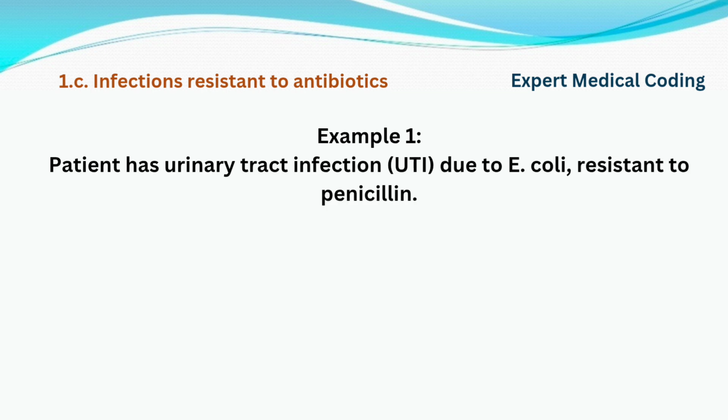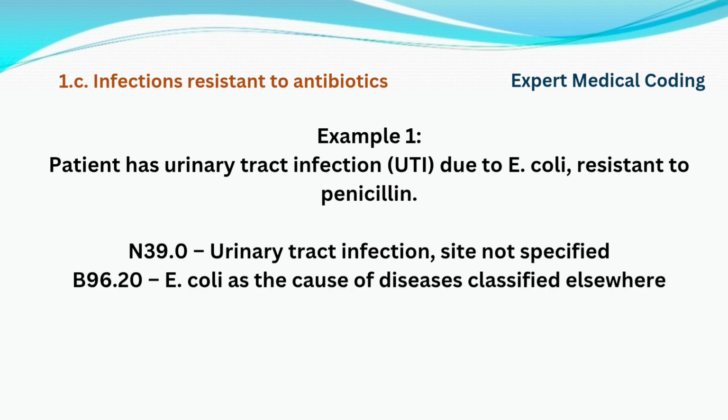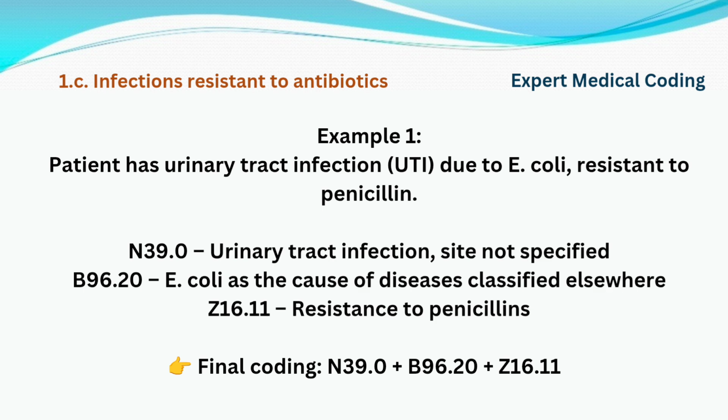Let us see an example. Patient has UTI due to E. coli, resistant to penicillin, as documented by the provider. So first you have to code for the UTI. The UTI code will be N39.0, urinary tract infection, site not specified. Then you have to code the organism, B96.20, E. coli as the cause of diseases classified elsewhere, and then Z16.11, resistance to penicillins. So finally we'll get three codes here: one for the infection, N39.0, the second for the organism, B96.20, and the third for the resistance to penicillins, Z16.11.